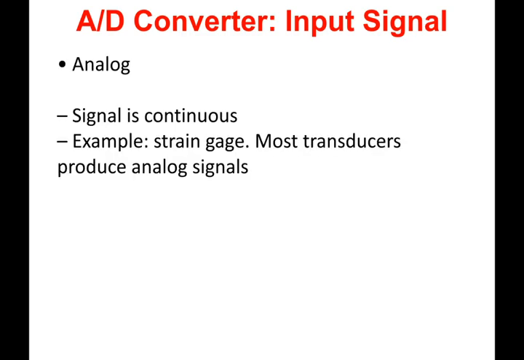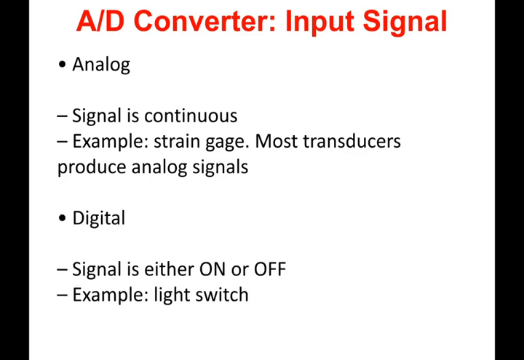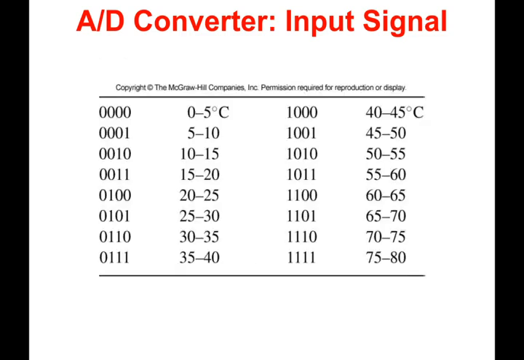So an input signal can be analog, which means that your signal is continuous. Examples are strain gauge, which is a device we are going to use in the vibration lab. And most transducers produce analog signals, but your signal can be digital as well, which means that it may not need any conversion. Your signal is either on or off. It definitely needs a conversion, but we don't want to go into the discussion about that. An example of it is like a light switch that can only be on or off, a binary solution.